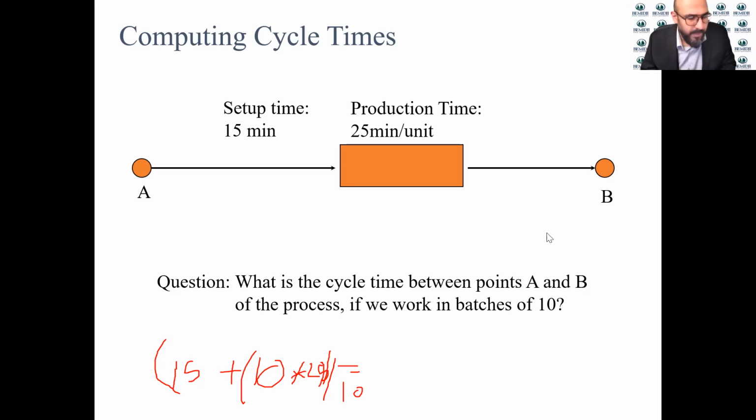Okay, again, 25 per unit. So we have 10, so 250 plus the 15. That'll give you a total of 265. Divide that by 10. 26.5 minutes per unit. That would be the cycle time.